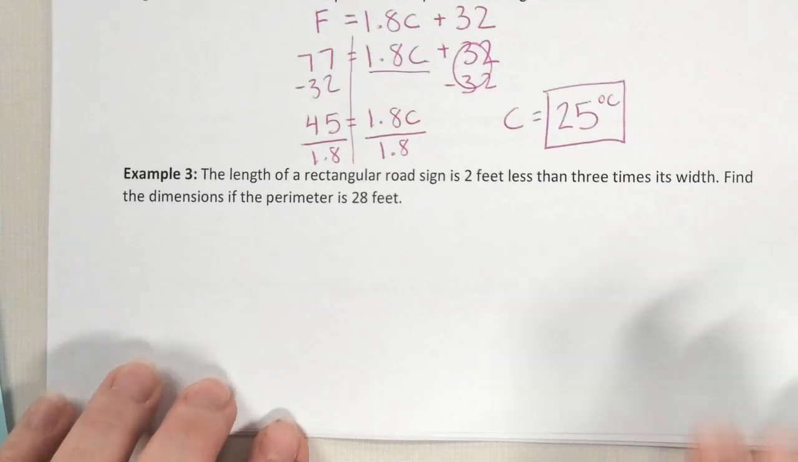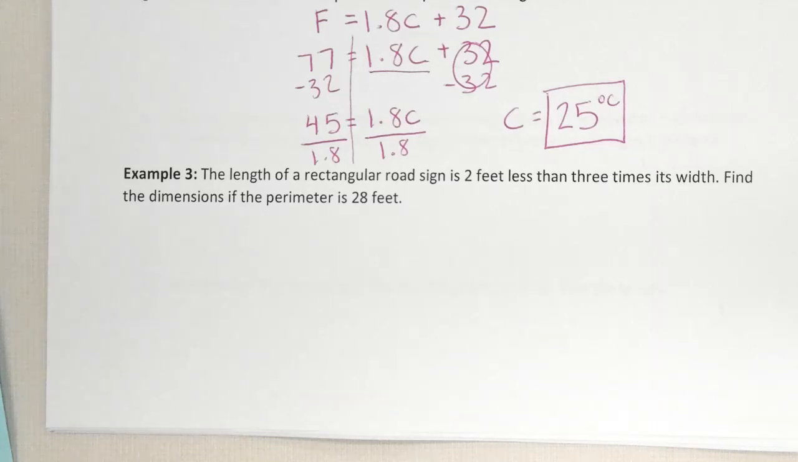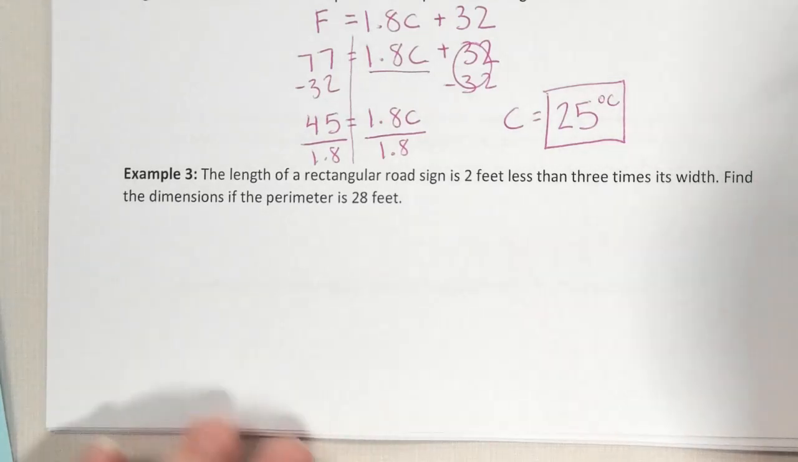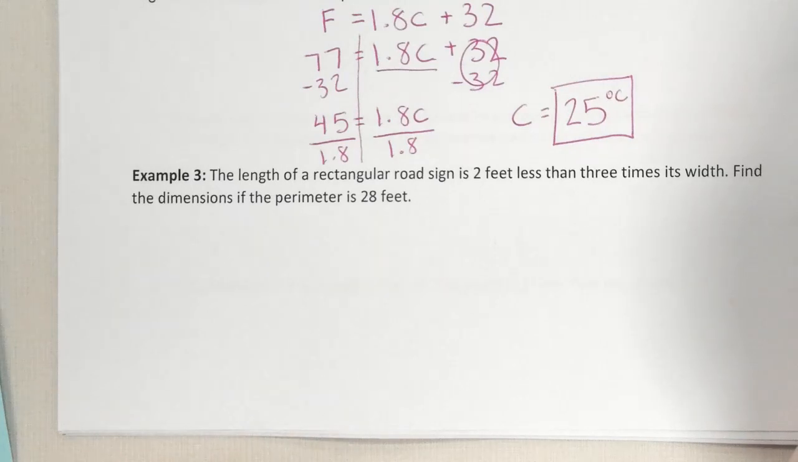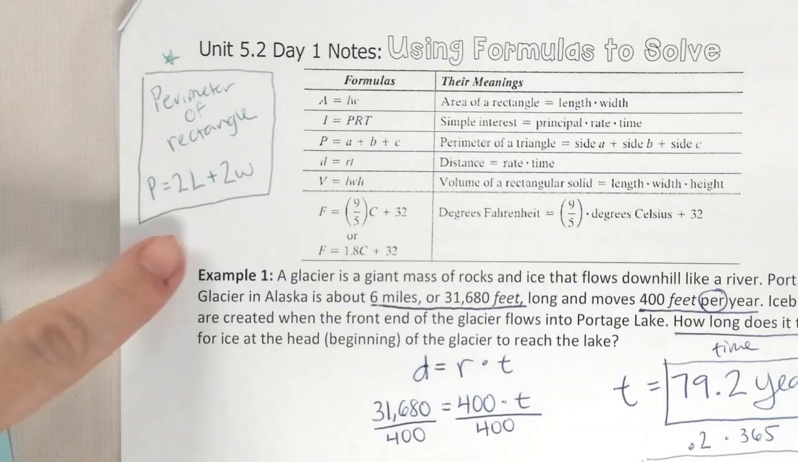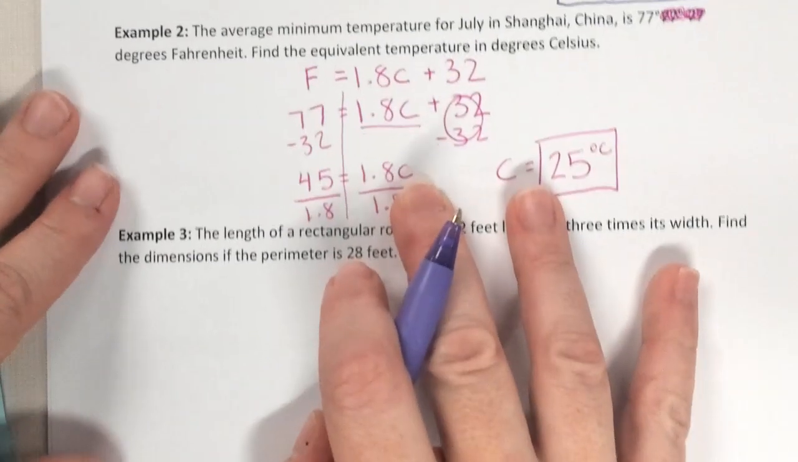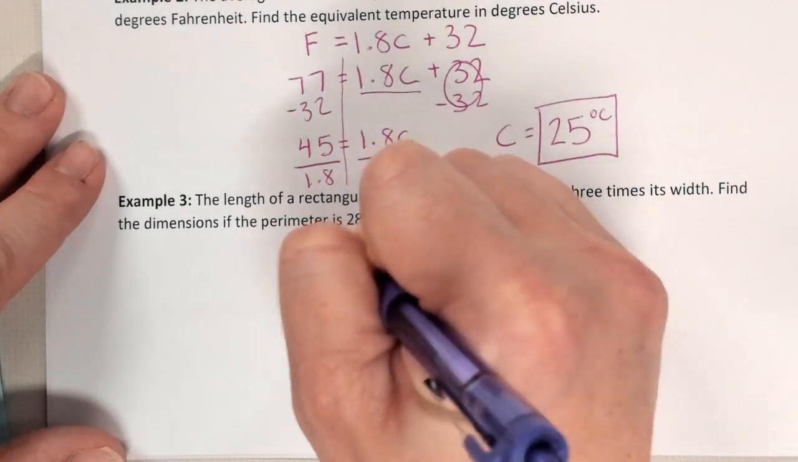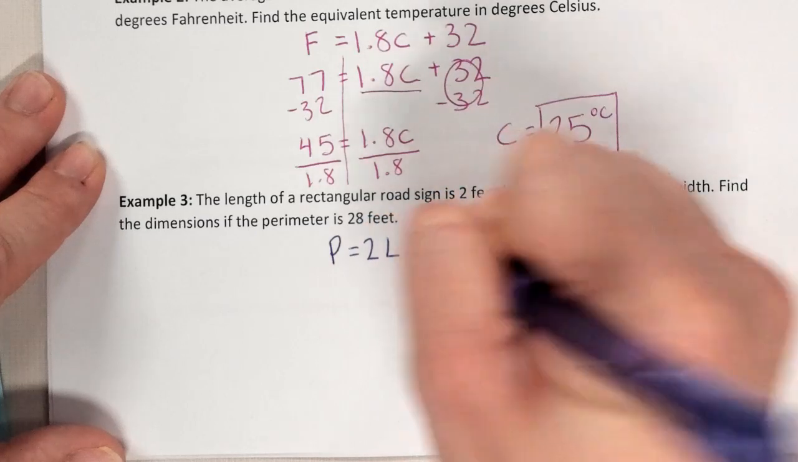Okay, look at number 3. Number 3 says the length of a rectangular road sign is 2 feet less than 3 times its width. Find the dimensions if the perimeter is 28 feet. Right away I'm talking about a rectangle. I always read it fast first, but it sounds like a lot. What stood out to me is perimeter and rectangle. How do you find the perimeter of a rectangle? P equals 2L plus 2W. So I know I'm using P equals 2L plus 2W.